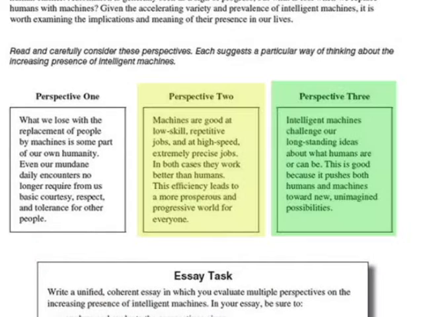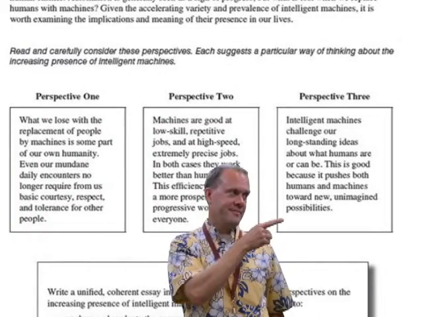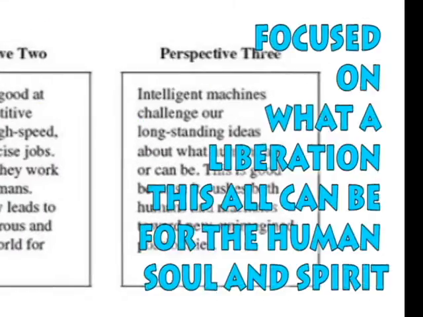Granted, perspectives 2 and 3 both speak more favorably about automation than perspective number 1 does, but even within 2 and 3 there's a little difference. Number 2 seems focused more on economics and efficiency, while number 3 seems a little more focused on what a liberation this is for the human soul and spirit.